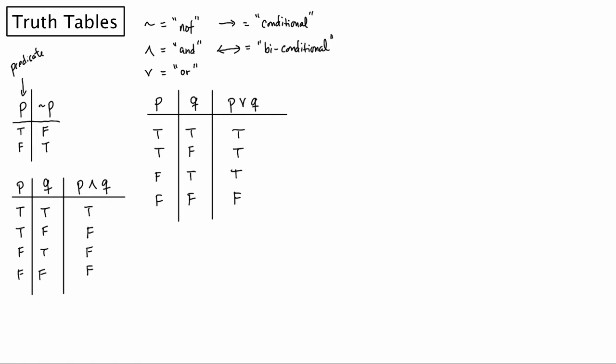All right. Next up is the conditional. The conditional is a binary operator as well. The conditional is what we think of when we think of an if-then statement. And so we're going to look at what are the truth values for an if-then statement.